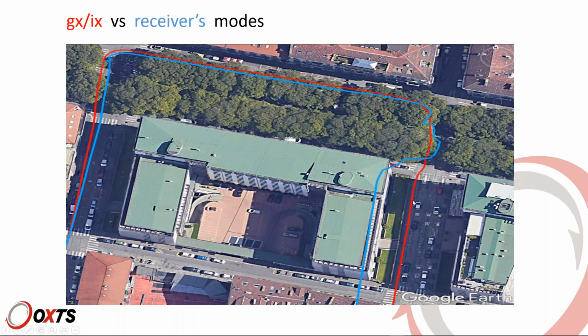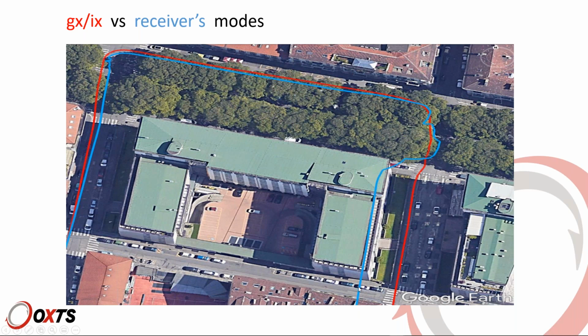This is an example of, again, same data processed in GXIX and receiver mode. So GXIX is red, receiver mode is blue. This data was logged in Torino, northern Italy, and the direction of travel is from down here, bottom right corner, up, then turning left, and then coming back in again. So that was pretty much an urban canyon, very tall buildings, and a lot of multipath.